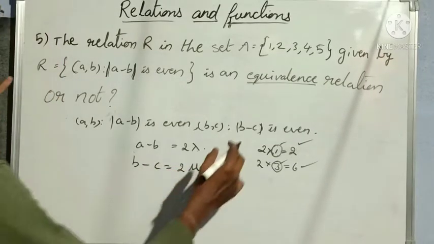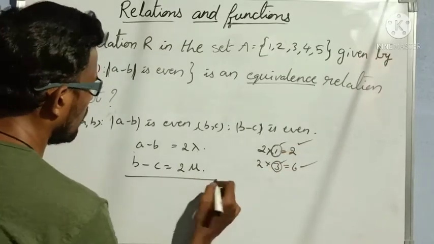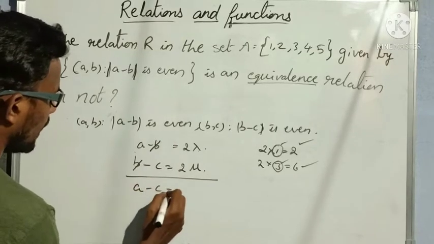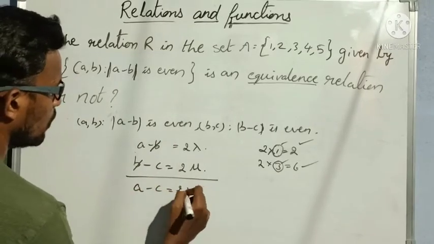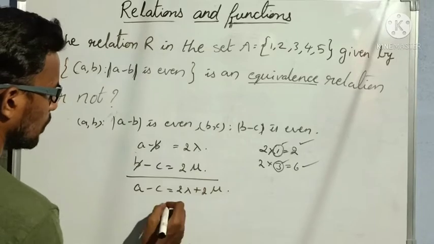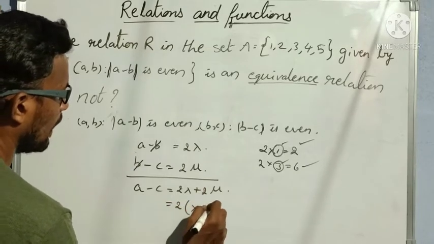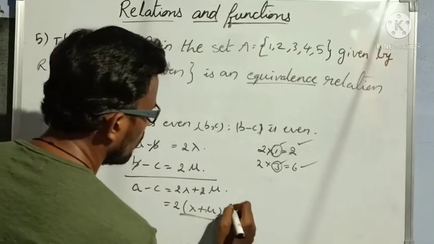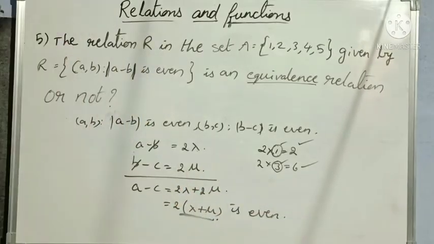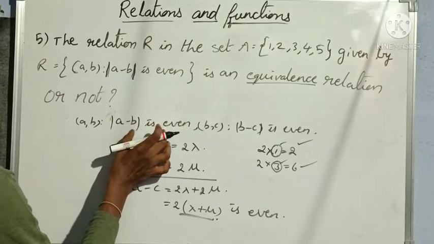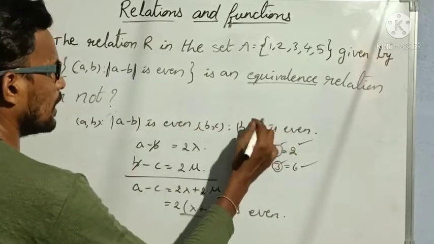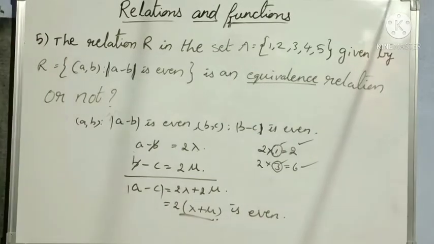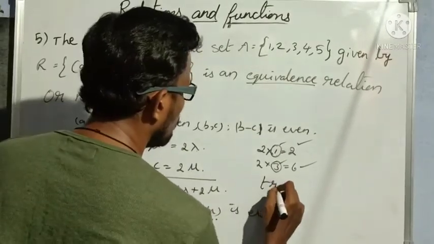Why? Because b minus c is an even number. Now if I add, minus b plus b gets cancelled, and a minus c is equal to the addition of 2 lambda plus 2 mu. If I take 2 as common, it is 2 times lambda plus mu. So this is also a multiple of 2, meaning this is also even. Right? So if modulus of a minus b is even and modulus of b minus c is even, then modulus of a minus c is also even. So this is transitive also.